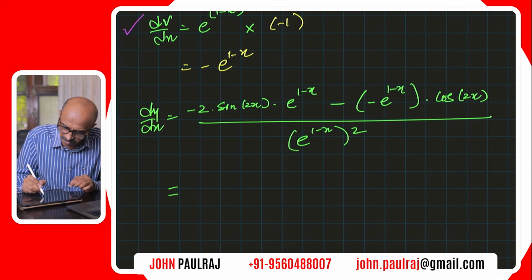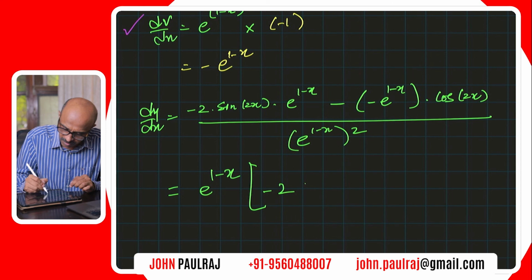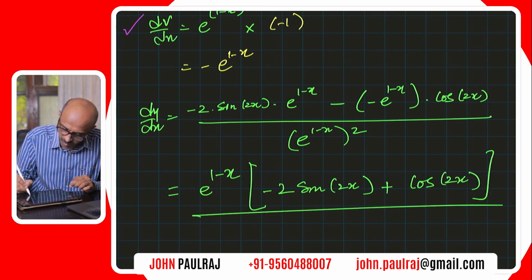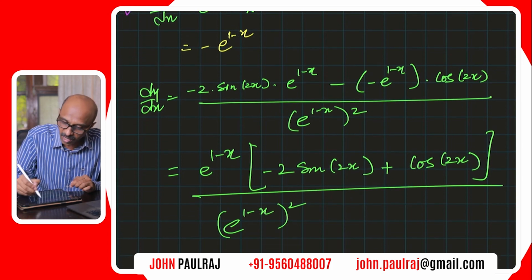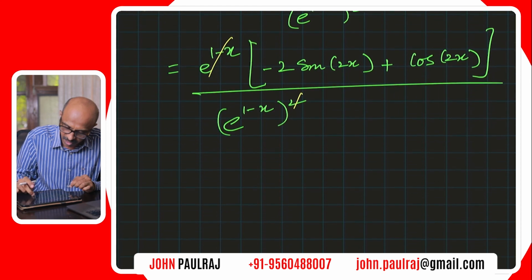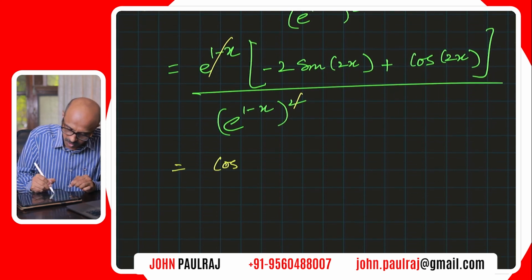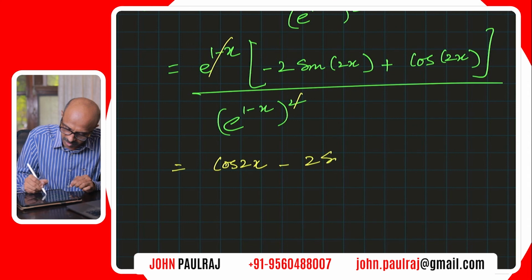So I can actually factor out that e to the power of 1 minus x, as there's a denominator that can get cancelled. So let's write it as e to the power of 1 minus x. Here we'll get negative 2 sine of 2x, and this is a plus cos of 2x. The denominator, we've got e to the power of 1 minus x, and the factor of that, the square of that. And so that one term can be cancelled off, so that the final answer should be cos 2x minus 2 sine 2x, the whole thing divided by e to the power of 1 minus x.